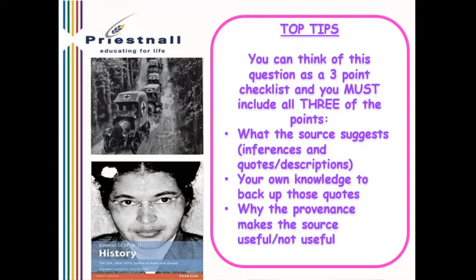And then you've got to mention why the provenance makes the source either useful or not useful. We'll discuss provenance in a second when we get to that bit, but I would always go for 2 useful, 1 not useful. As long as you tackle those 3 things, so it's like a little 3-point checklist for each source, you will nail this question.